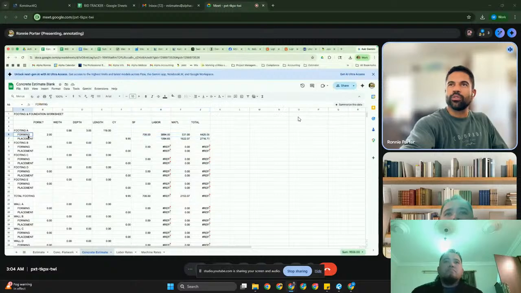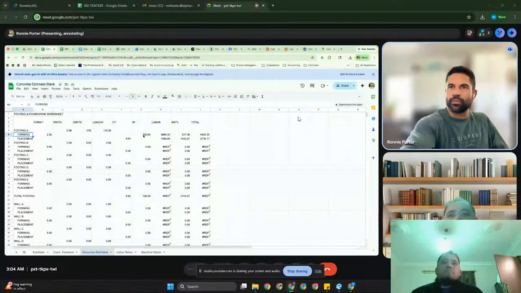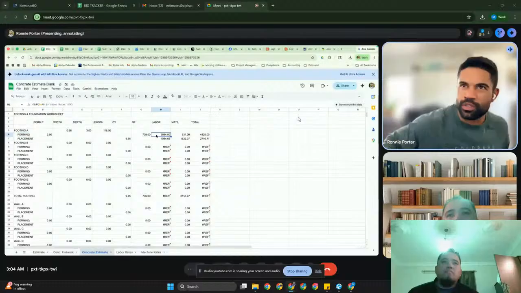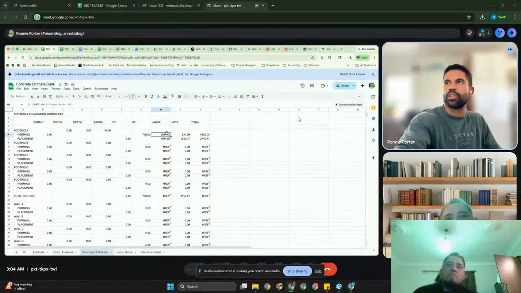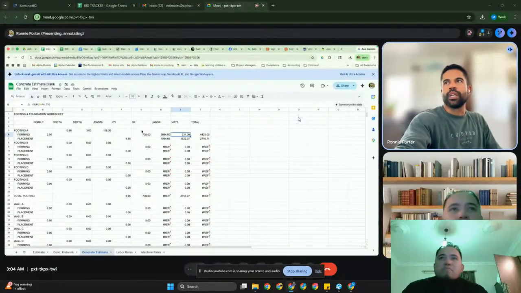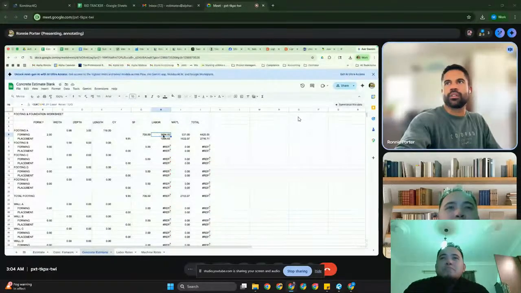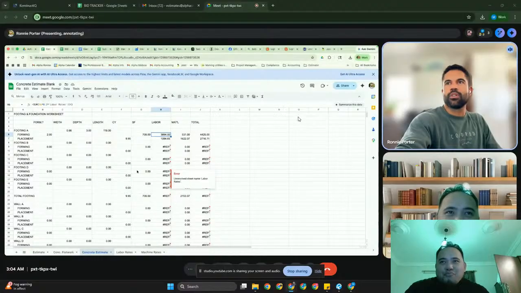And by the way, we don't have our own forms, so I would have to rent forms, which means there's additional cost there too that I might put in the labor. But yeah, this was definitely not correct. So just know that you can use this.